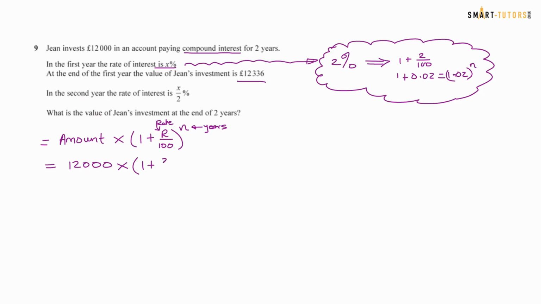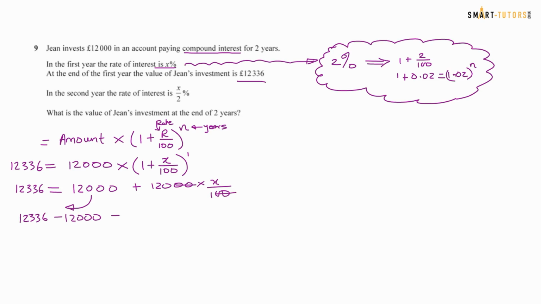Amount is £12,000 times 1 plus X over 100, to the power of only the first year, so to the power 1. The total she got is 12,336. So if I expand this, 12,000 times 1 is 12,000, plus 12,000 times X over 100. So I cut 20, cut 20.